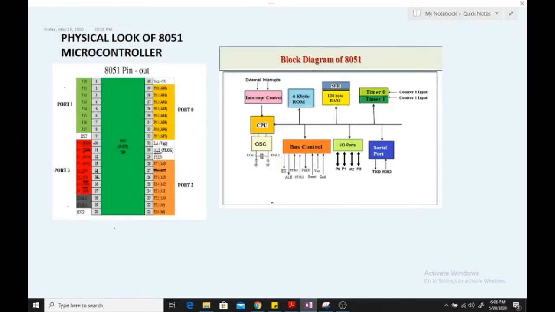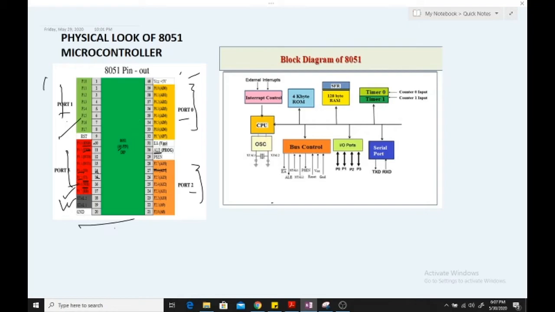The 8051 microcontroller looks like this physically, as you can see here. It contains 4 ports: port 1, port 0, port 2, and port 3. Every port contains 8 pins, and all 4 ports can be used as input and output pins. The other pins are VCC, reset pin, and ground, 2 crystal pins plus ALE and PSEN pins.